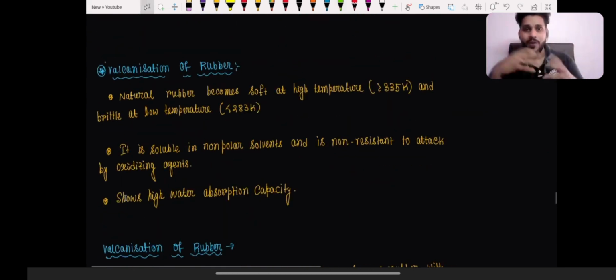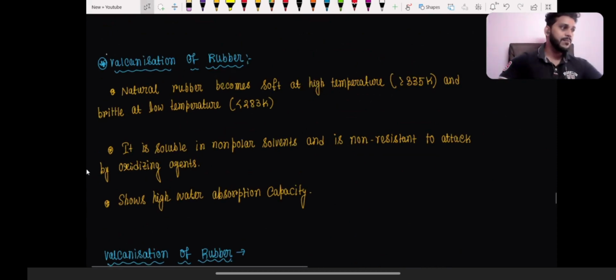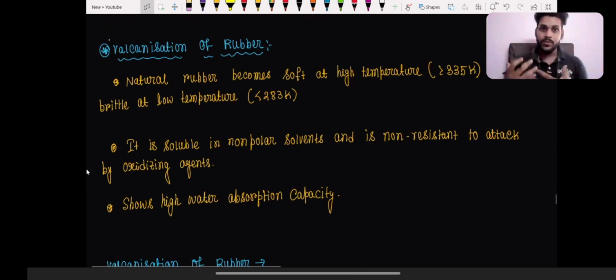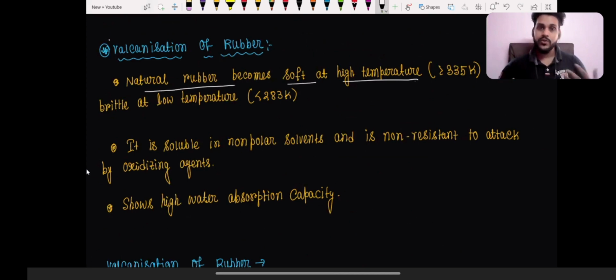Then we have a small thing which is vulcanization of rubber. This is something I told you in the very first class, that vulcanization is something that is needed to increase the durability or increase the tensile strength of the rubber, right? Over here you can see what were the problems in the natural rubber. So natural rubber becomes soft at high temperature, so you cannot really work it as a tire, because when you are putting it as a tire, it creates a lot of energy, a lot of heat in there, so it might get spoiled. Above 335 Kelvin, it doesn't really work in there, and it is very brittle at low temperature.